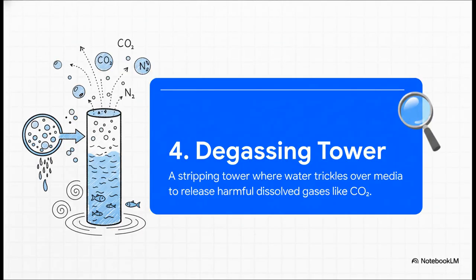All right, let's get back to our drop of water. It's just left the biofilter, where not only the fish, but also those billions of bacteria have been breathing, producing a ton of carbon dioxide. So the next stop is a degassing tower. Here, the water trickles down over media, which creates a lot of turbulence. This action effectively strips out those unwanted dissolved gases, mostly CO2 but also others like nitrogen or even toxic hydrogen sulfide, and releases them into the air.